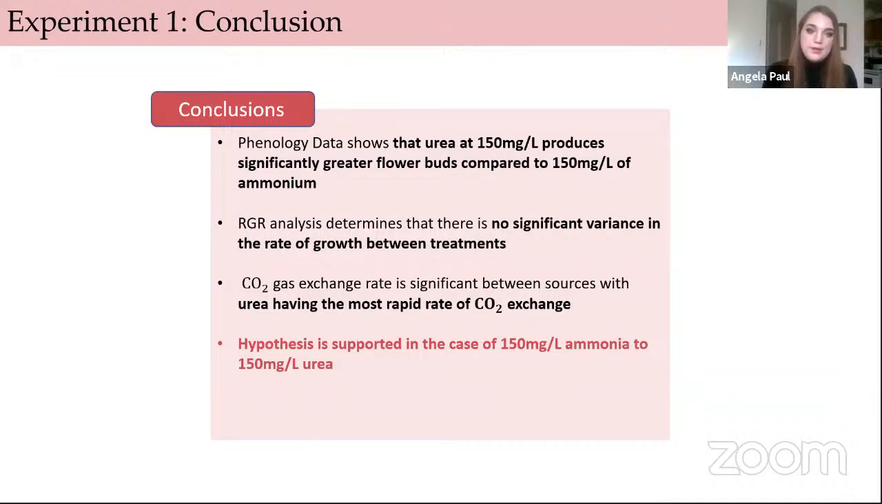So from this experiment, I concluded that the phenology data shows that urea at 150 milligrams per liter produces significantly more flower buds compared to 150 milligrams of ammonia. The relative growth rate analysis determined that there was no significant variance in the rate of growth between treatments. However, the CO2 gas exchange rate from the photosynthesis assay found that there was significance in all the urea treatments, which had a higher rate of photosynthesis compared to nitrate and ammonia. So the hypothesis is supported in the case of 150 milligrams per liter of urea compared to ammonia. But other than that, it's not supported.